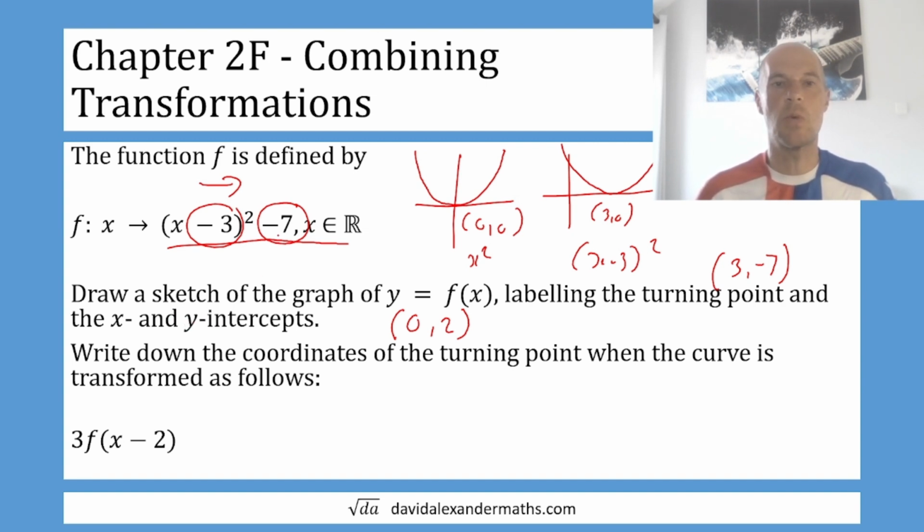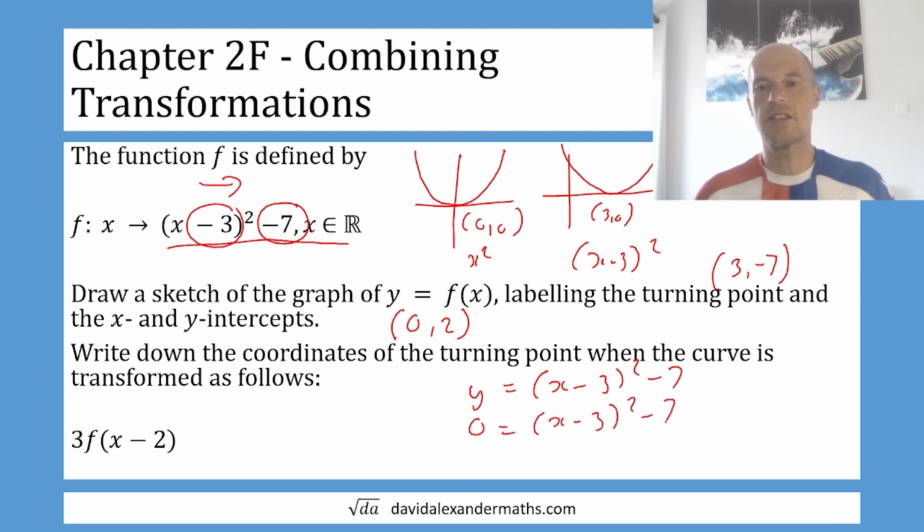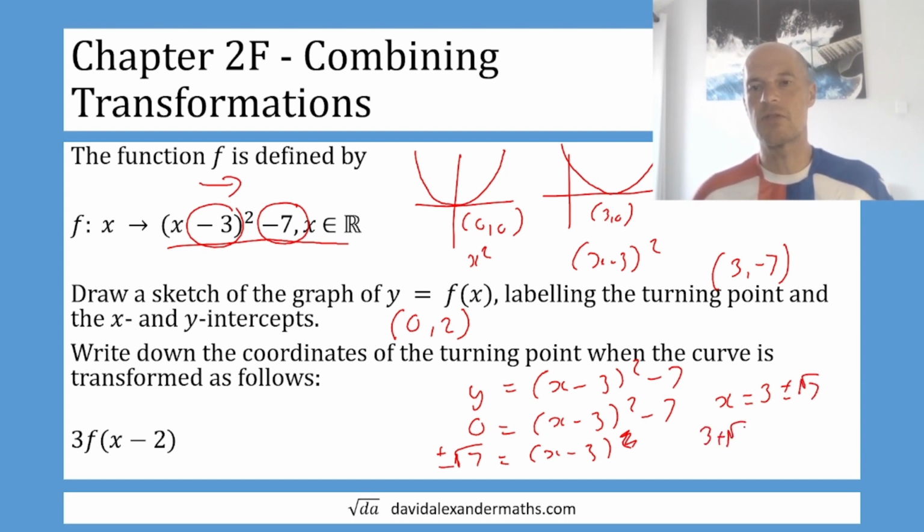Well, the x-intercepts is when y is 0. So if y equals x minus 3 squared minus 7, well, that is the function, then let's make this equal 0. So 0 equals x minus 3 squared take away 7. Add 7, so 7 is x minus 3 squared, so therefore x minus 3 is going to be plus or minus the square root of 7, and then we're going to add 3, so therefore x is 3 plus or minus root 7. So one coordinate is going to be 3 plus root 7, 0, and the other x-intercept is 3 minus root 7, 0.